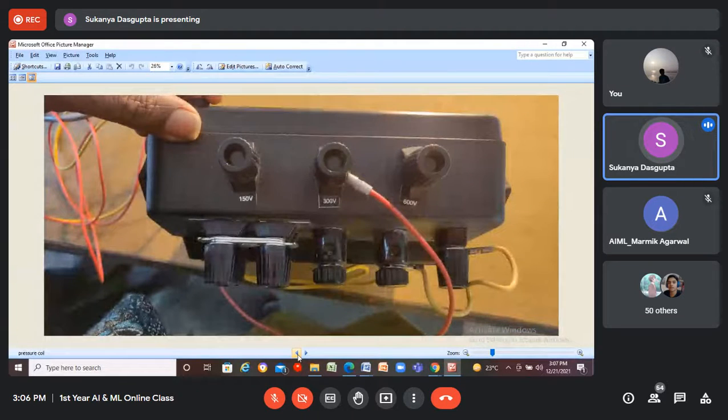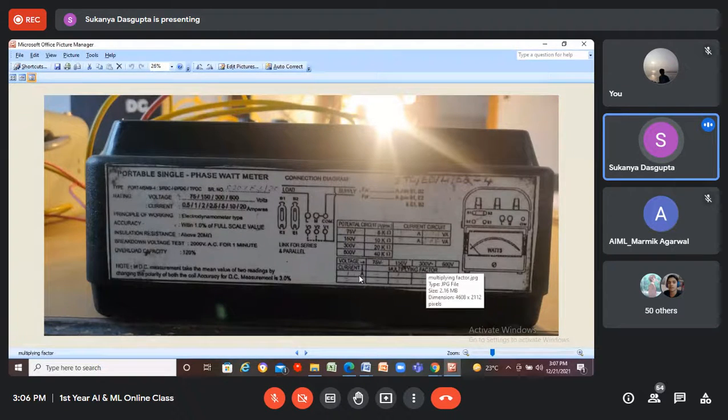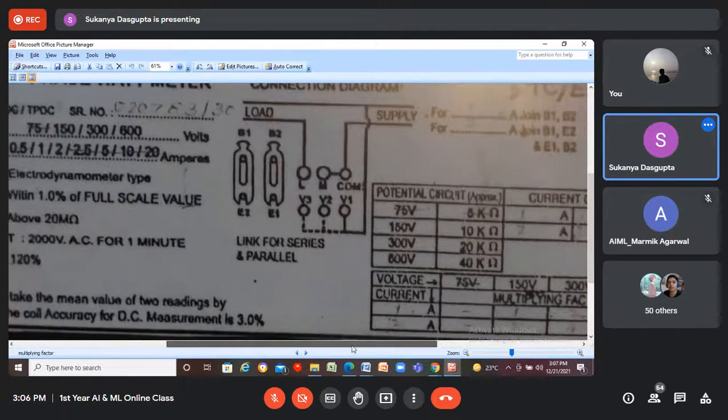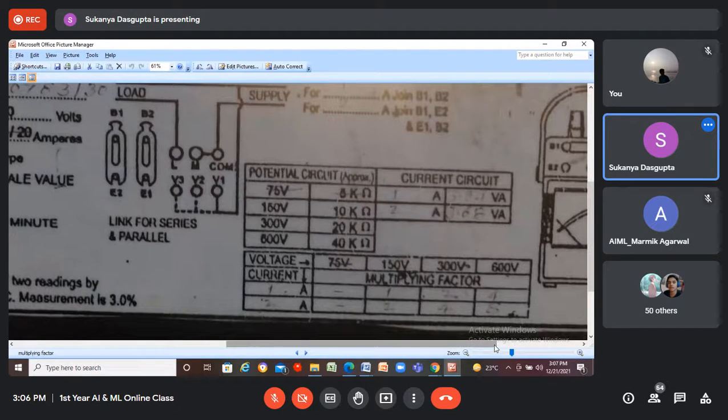If the wattmeter is operated on 300 volt and 1 ampere, the multiplying factor is 2. You always need to multiply the reading shown in the wattmeter by 2, because you have connected the voltage at 300 volt. If you use 150 volt, a multiplying factor is not required. It's 1, because 150 times 1 is 150 watt, and the maximum span or scale of the wattmeter is 150.